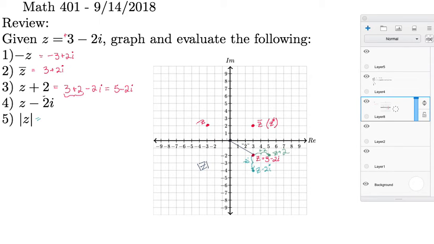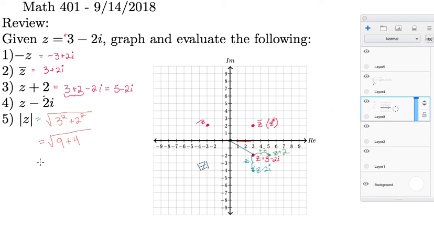Well, what's the length of that? Let's use the Pythagorean theorem. Here we have a right triangle, with legs 3 and 2. We want to know the length of the hypotenuse. We know the magnitude of Z is going to equal the square root of the sum of the legs squared. So the legs are 3 and 2: the square root of 3 squared plus 2 squared, which is the same as the square root of 9 plus 4. And 9 plus 4 add to equal 13.